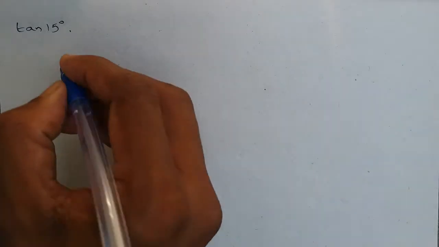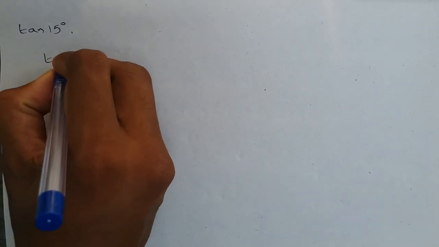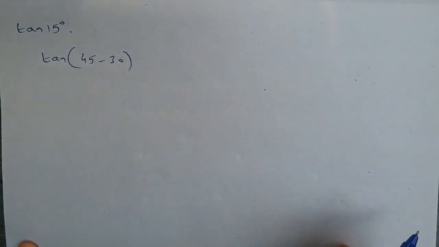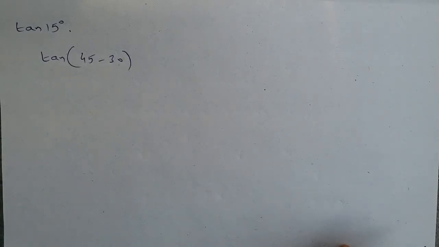Okay, next question is find the value of tan 15 degrees. Again, same, tan 15, I will write it as 45 minus 30. Here the 45 degrees value I know, the 30 degrees value also I know. Otherwise you can write it as 60 minus 45 also. 60 minus 45 is again 15 only. So 60 you know, 45 also you know.